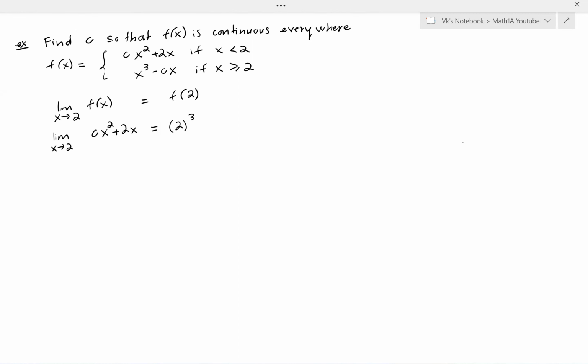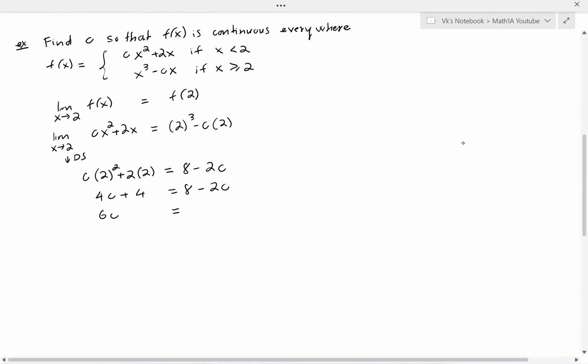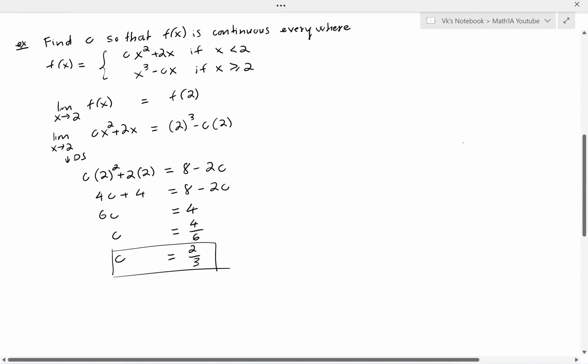2 to the 3 minus c times 2. Yay! And then from here, we can do a direct substitution. c times 2 squared plus 2 times 2, equals 8 minus 2c. So we have 4c plus 4 equals 8 minus 2c. 6c equals 4. c is 4 over 6, which is the same as 2 over 3. Yay! Not too bad.